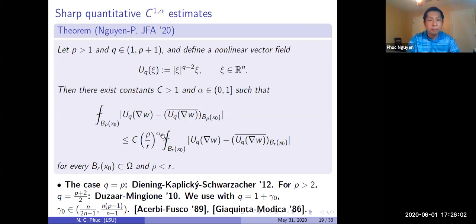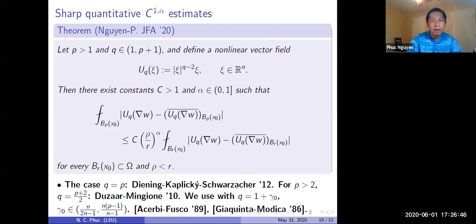I want to say that this is by no means completely new. The case q equal to p for this sharp estimate can be found in the work of Diening, Kaplický, Schwarzacher. For p bigger than 2, you can also find it in the work of Duzaar and Mingione. For us, we cannot really use those results directly. We have to reprove it for q equal to 1 plus some gamma 0, for some small gamma 0 in our case. And our proof is based on some of the ideas in the paper of Acerbi, Fusco, Marcellini.